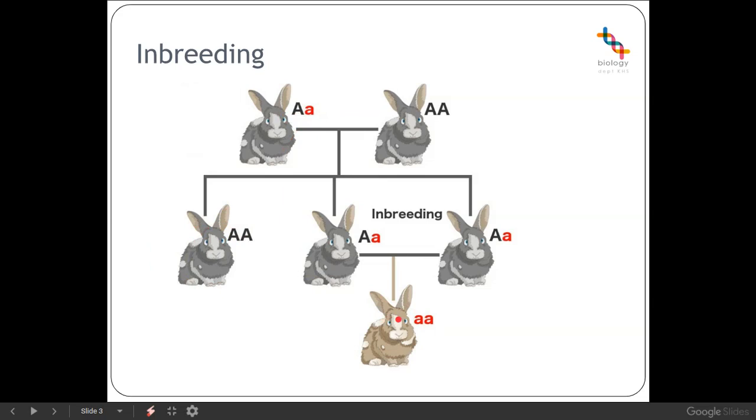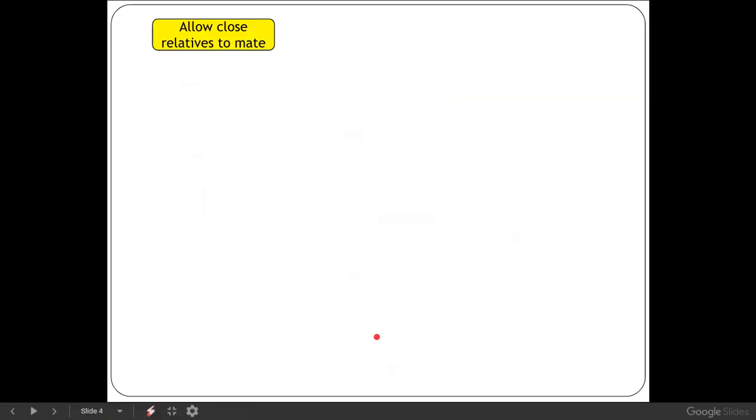So what we're looking to do in breeding is continually breed related pairs in order to produce lots of homozygote individuals. And ideally, the homozygote individuals will be showing the desired phenotype, the one that we're looking for. The process of inbreeding really works as follows. We take our close relatives and we allow them to mate.